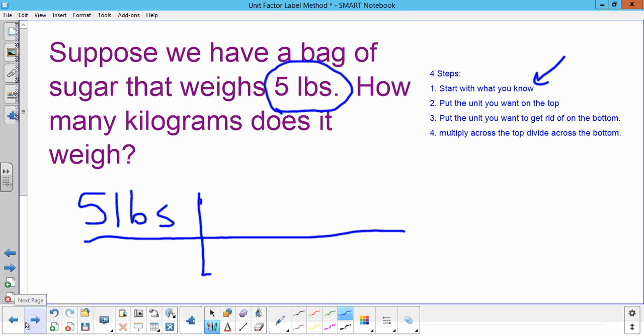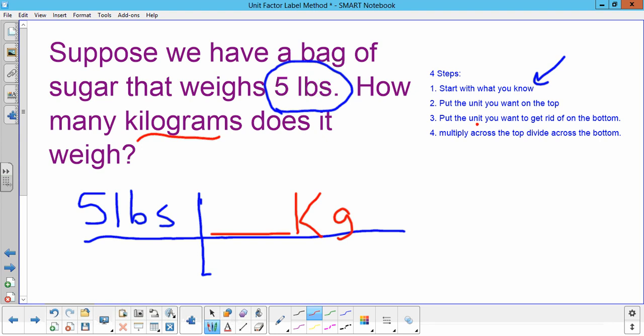Now, I want to put the unit you want on the top. Well, the unit that I want is kilograms. So that's what the question asked me for. You always want to put the thing you're looking for on the top. So I'm going to put the unit kilograms on the top. You'll notice that I've saved this big space for a number. That comes in a minute.